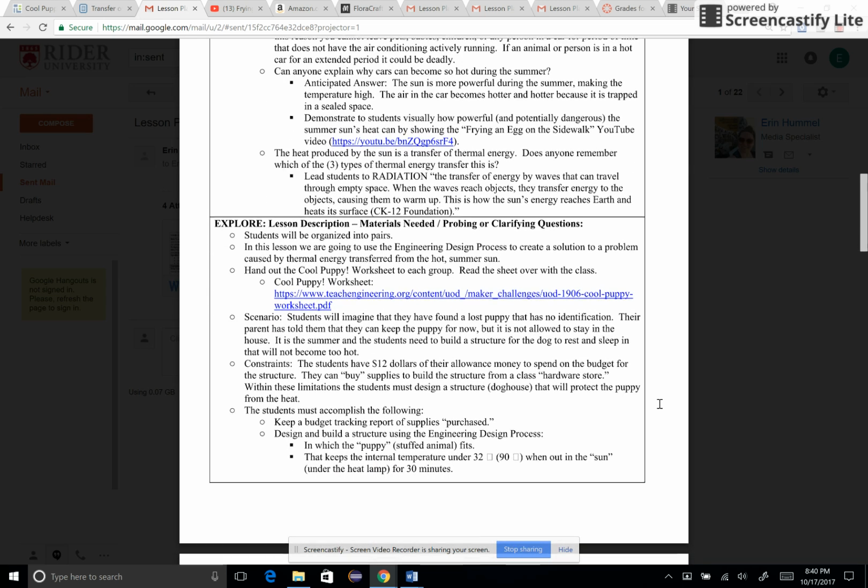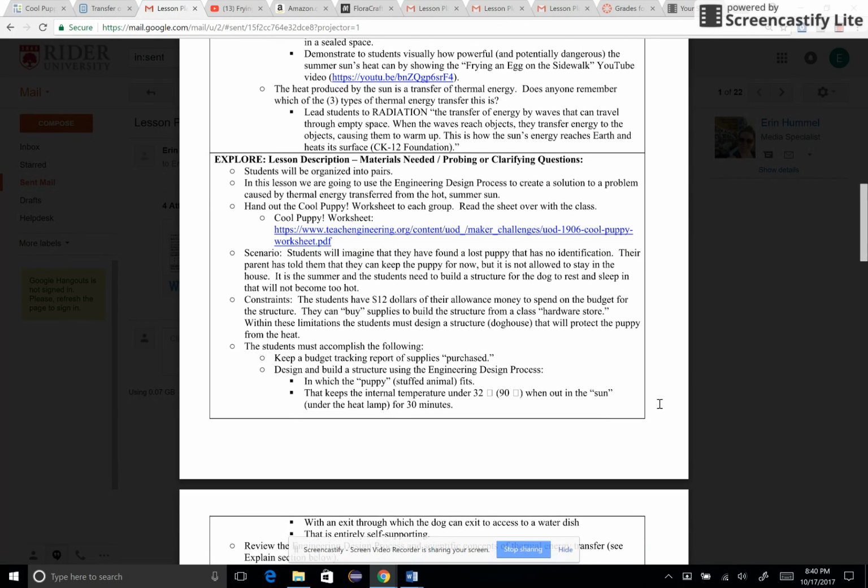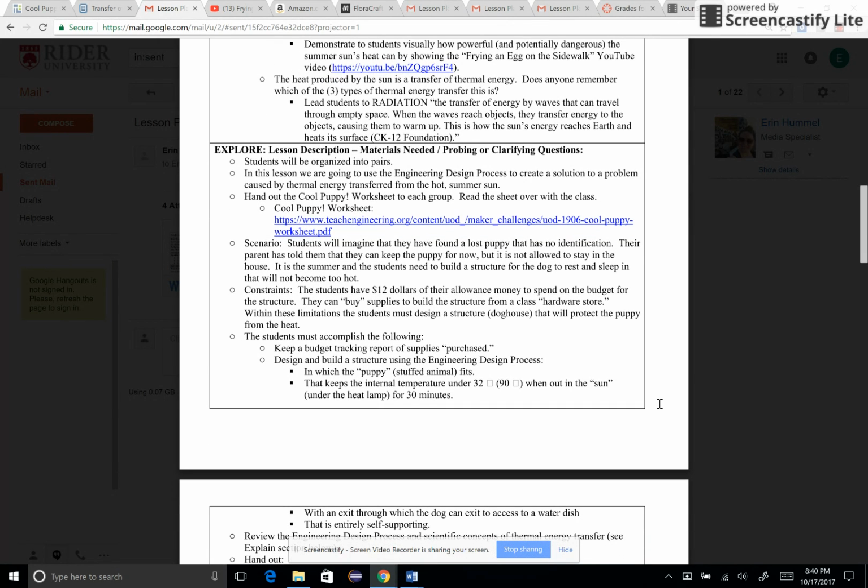So now that we have engaged the students with the concept of thermal energy transfer through the experience of radiation, we're going to introduce to the students a real world scenario with a problem where they'll have to apply the engineering design process to create a solution.